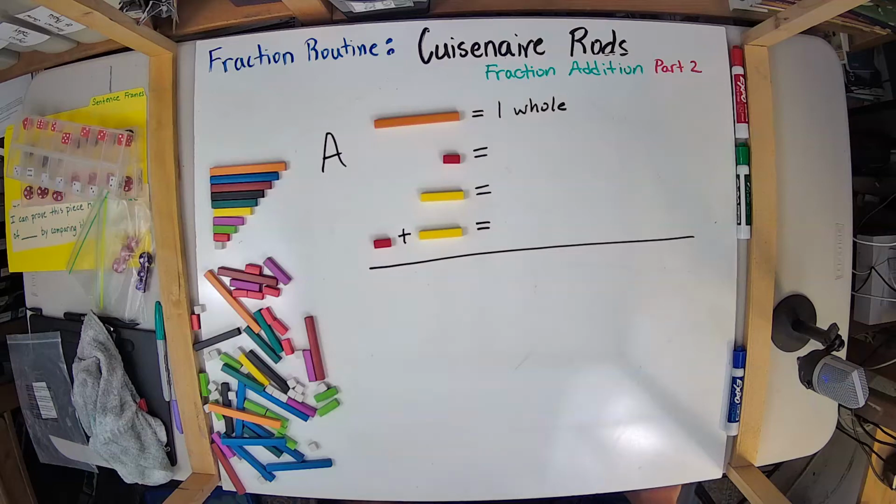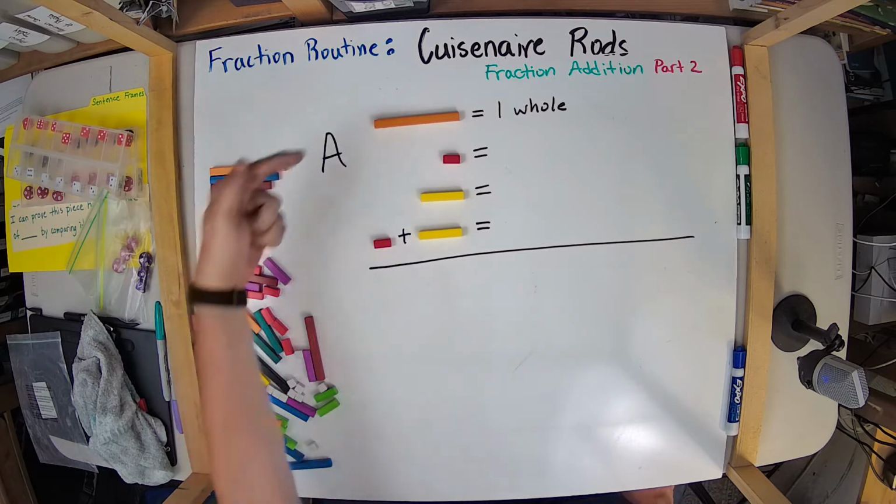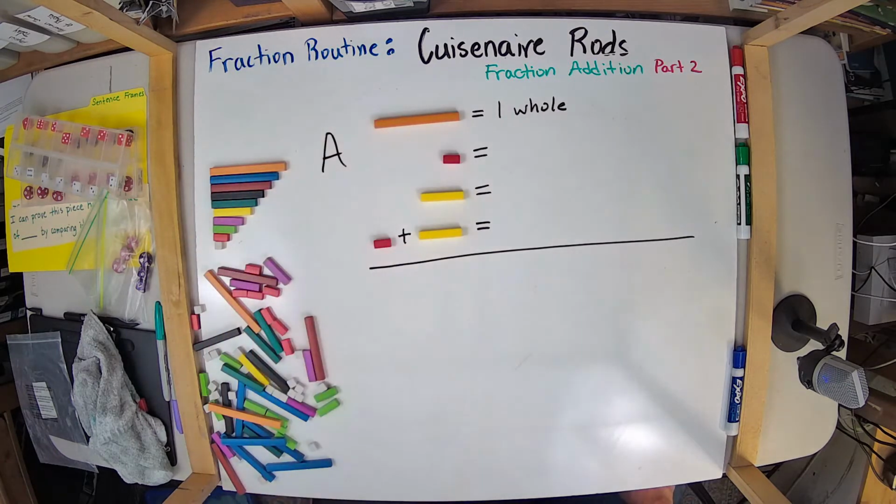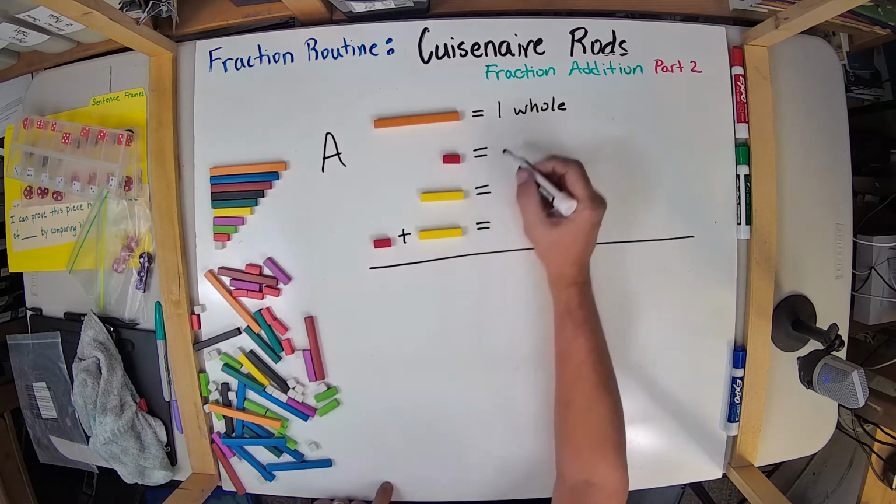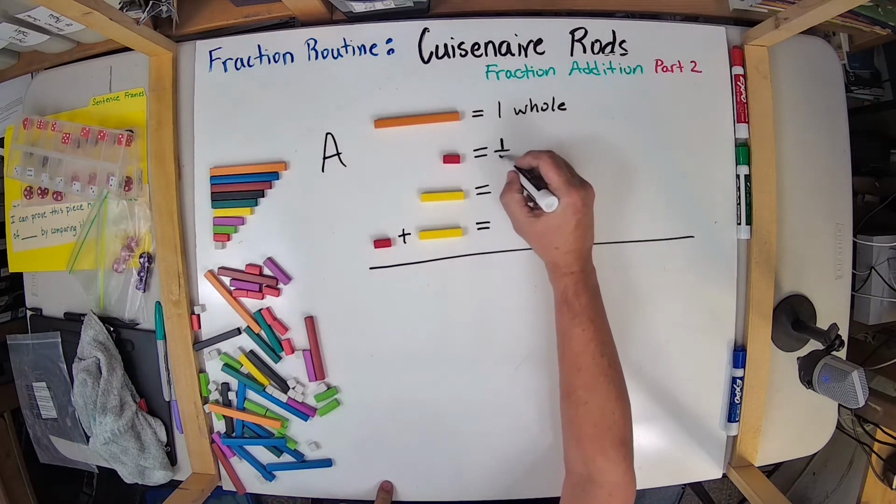Okay, this is Cuisenaire rods, a fraction routine for adding fractions, part two. This is a more sophisticated problem, and here's why. I've established the whole is the orange. That means that the red one will have a value of 1/5.